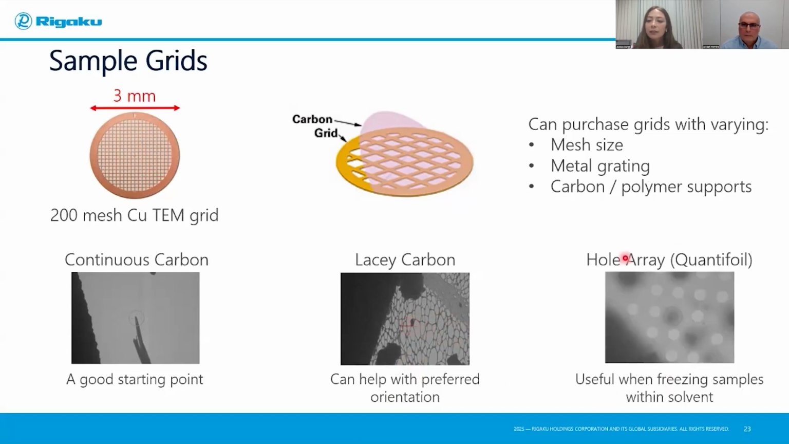And then we also have these holey array type grids, also frequently referred to as Quantifoil grids. These are useful if we want to think about freezing our sample inside of a solvent. If, for example, we have a protein sample and we want to keep it hydrated when we're collecting our data.